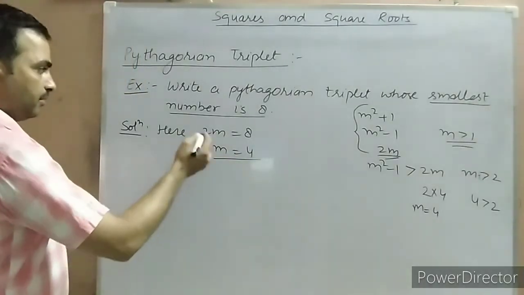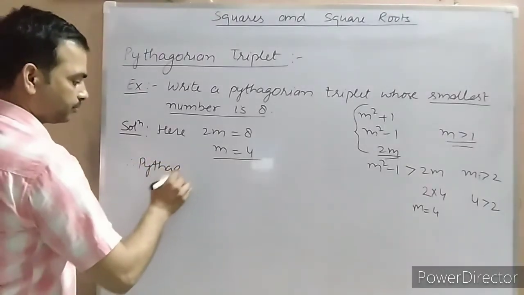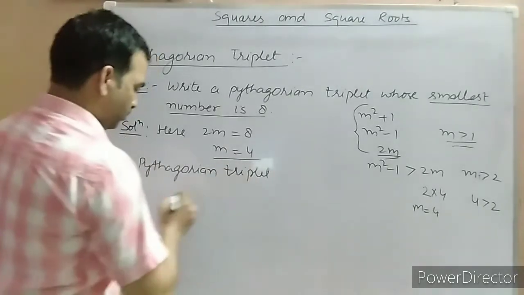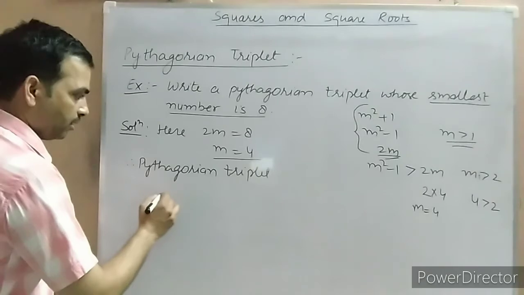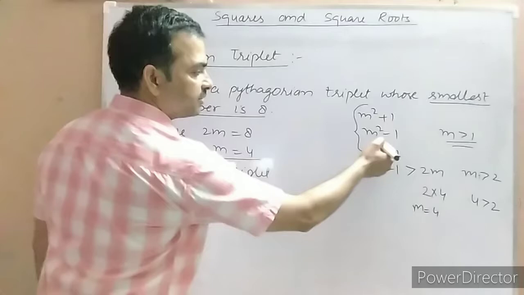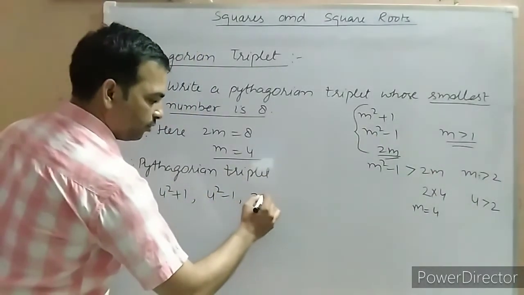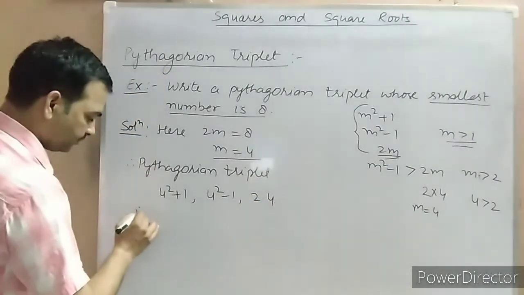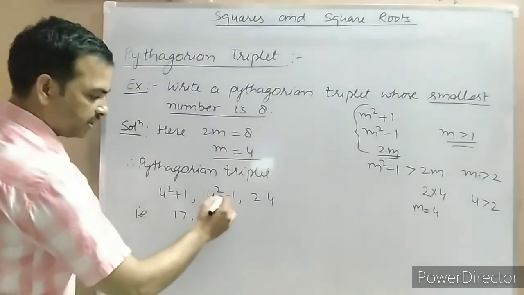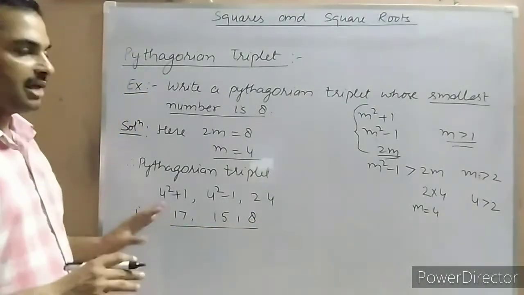Therefore the Pythagorean triplet will be 4 square plus 1, okay, m square plus 1, and 4 square minus 1 and 2 into 4, that is, 4 square 16 plus 1 is 17, 16 minus 1 is 15, and 8. So this is the answer.